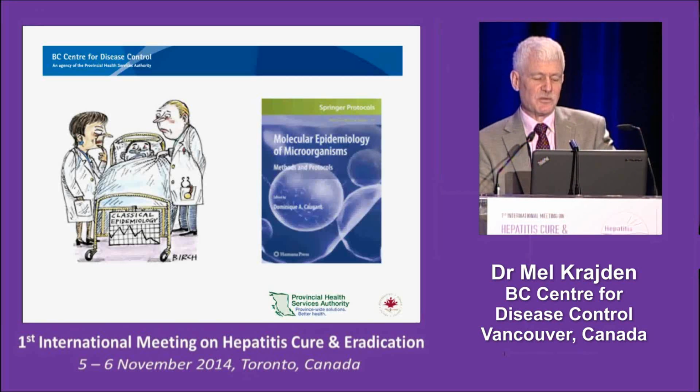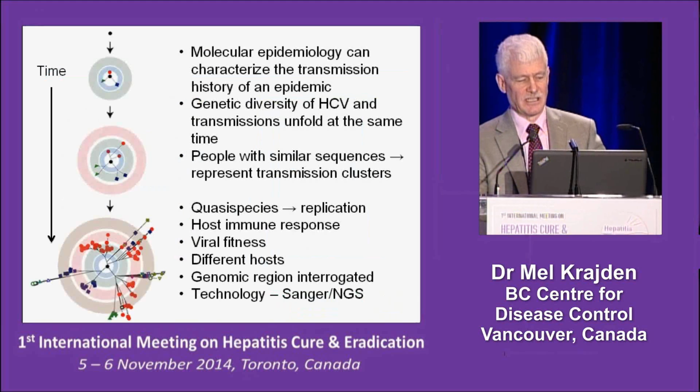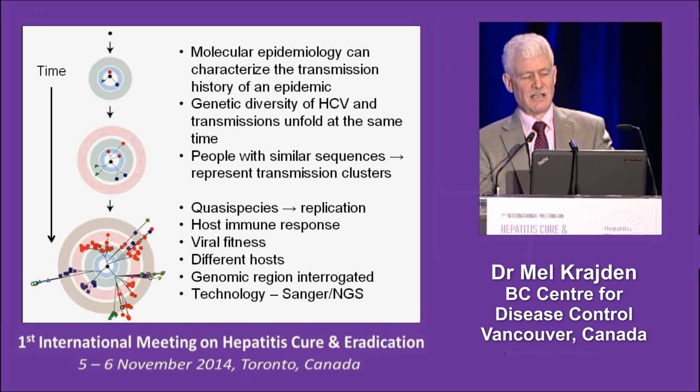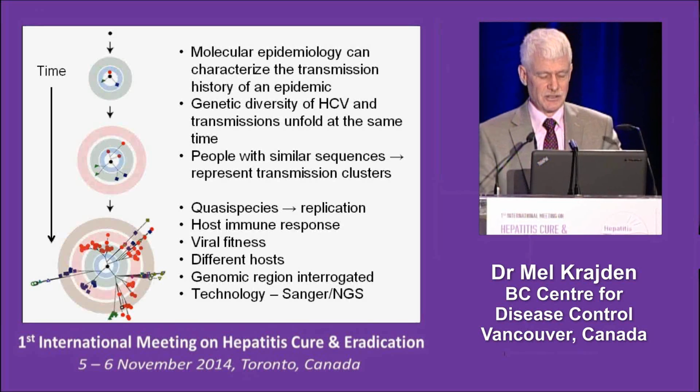So I'm suggesting that what needs to happen is a blend of classical epidemiology with molecular epidemiology, and that's what I'm going to explain. So as you all know, the virus hepatitis C mutates fairly rapidly, and there's a time frame for those mutations to occur. So the molecular epidemiology can characterize the transmission history of an epidemic. The genetic diversity of hepatitis C and the transmissions unfold at the same time. And people with similar sequences represent transmission clusters.